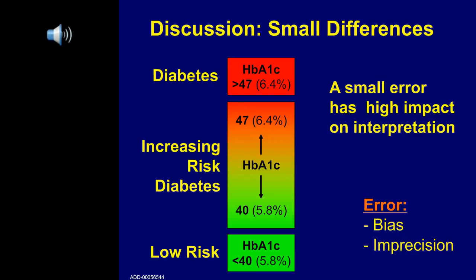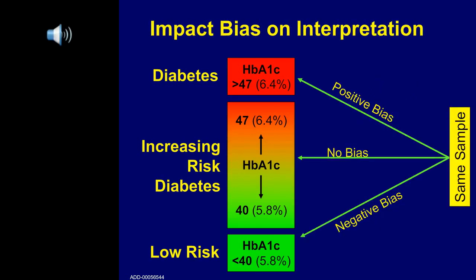And that is explained by the small differences in the range of HbA1c. When you look at the graph, you see that with an HbA1c below 40, you have a low risk to have or to develop diabetes. And only at slightly higher values, at 47 millimole per mole or higher, you have diabetes. And there is a small range from 40 to 47 where there is an increasing risk for diabetes. So you can imagine, a small error has a high impact on interpretation. And the error in your laboratory can derive from bias due to wrong calibration or from imprecision when the reproducibility is not very good in your laboratory. Let's have a closer look.